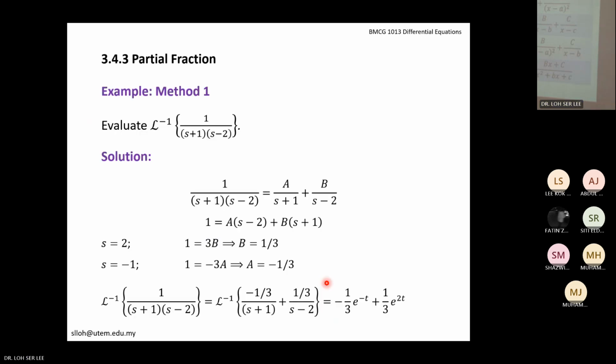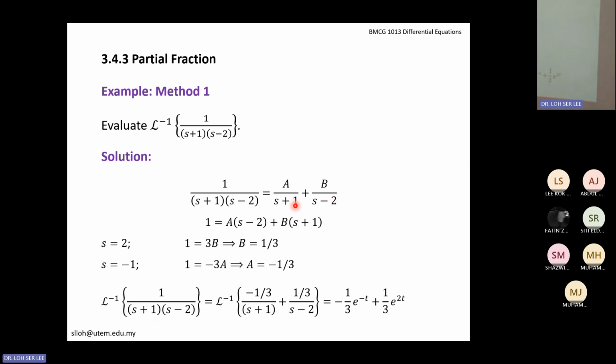Now we look at this one. There are two different methods for this partial fraction. We just go through. This one we can break into these two. Then 1 is equal to a times s minus 2. How do we get this? We combine these two into 1. Meaning, how to combine s plus 1 times s minus 2.